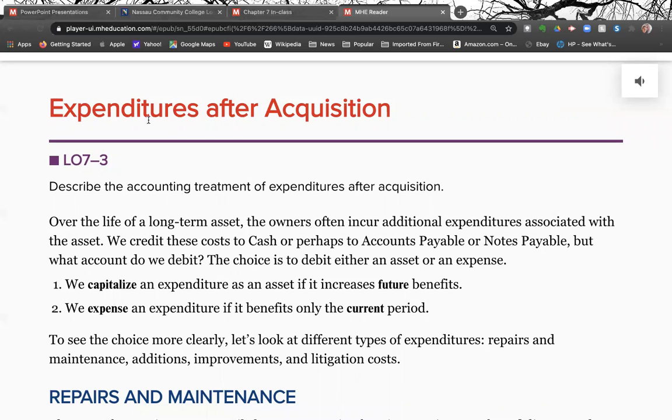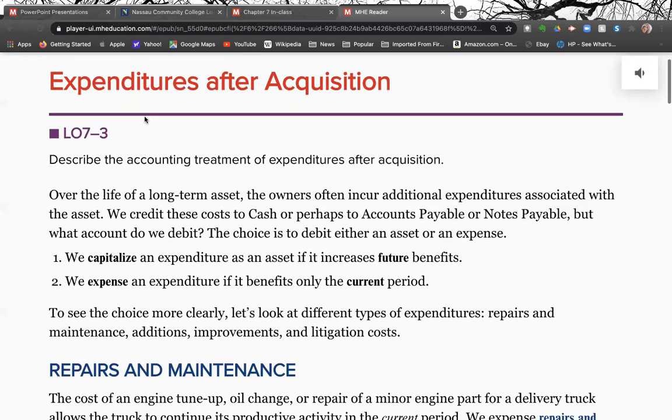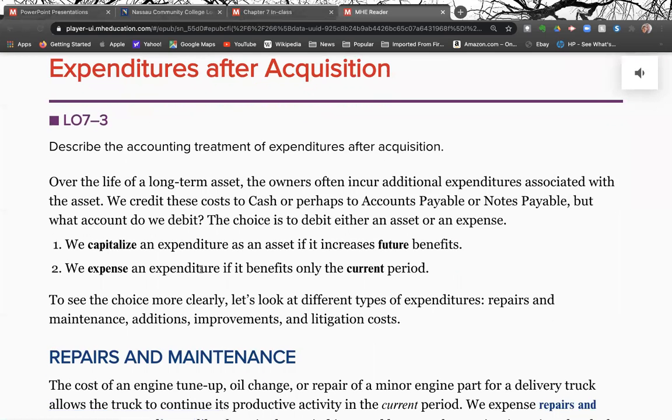So how do we decide if any of those amounts that we have to pay should get added to the asset or should just be an expense, right? And here's the general rule. Something is an expense if it benefits only the current period.